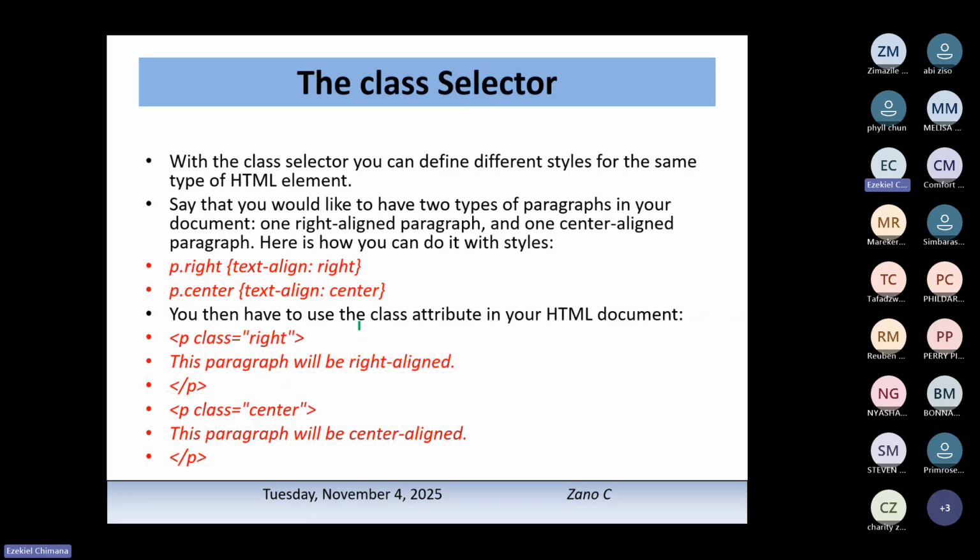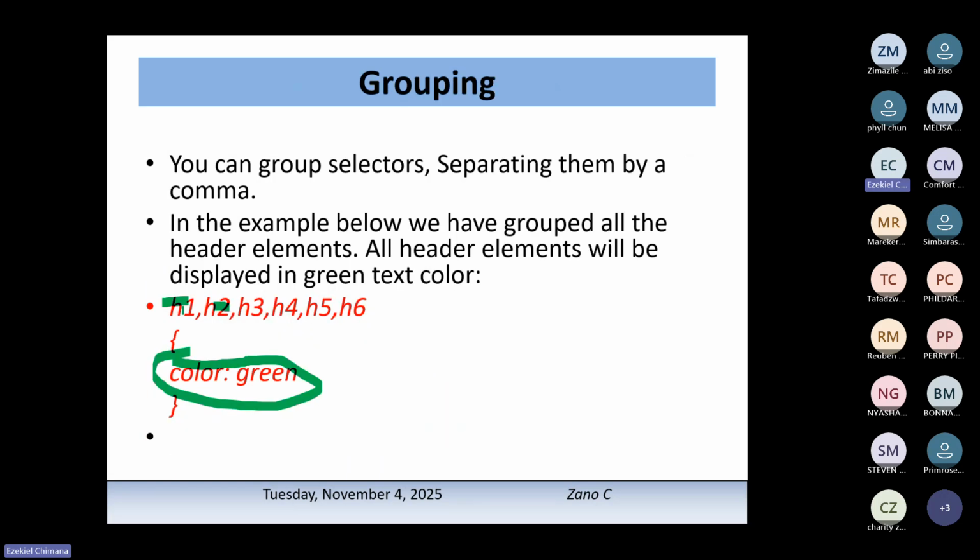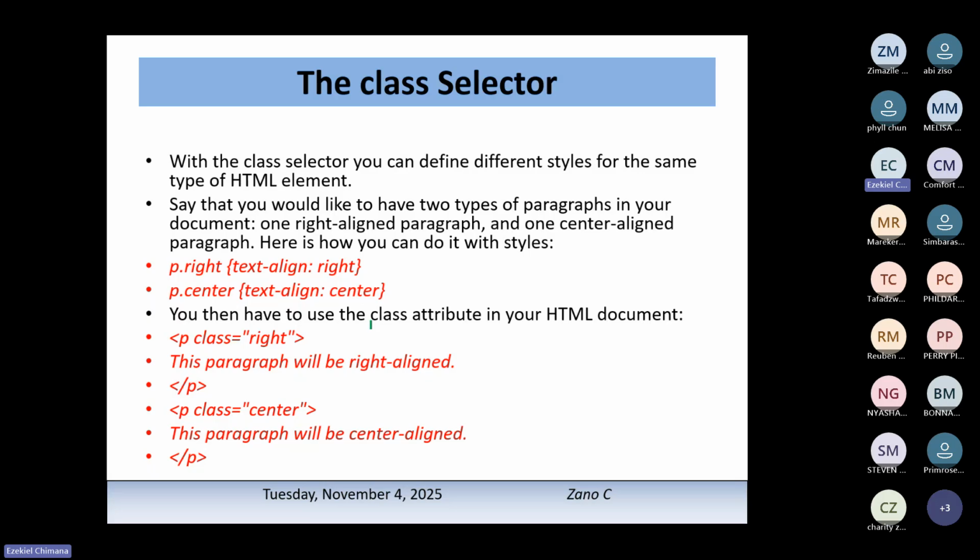Then there's what you call a class selector. Here we're using the HTML elements, their tag names, as a selector, right? To identify the HTML element which is going to be affected by that CSS.